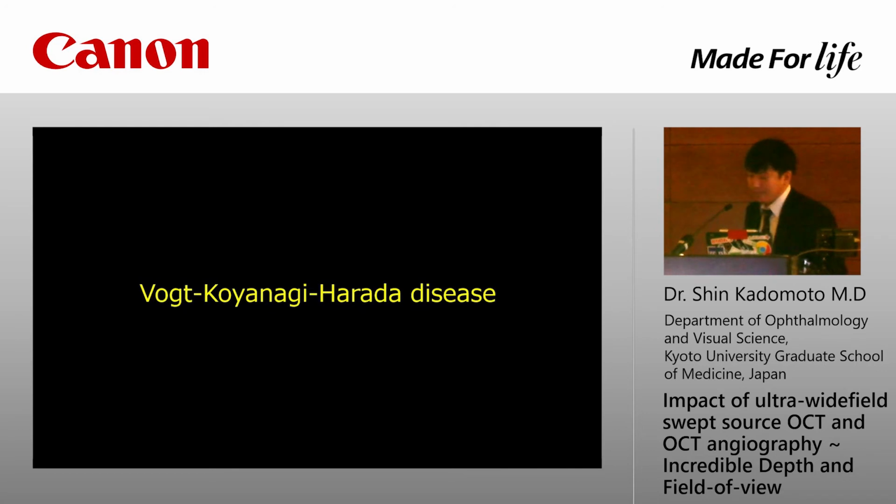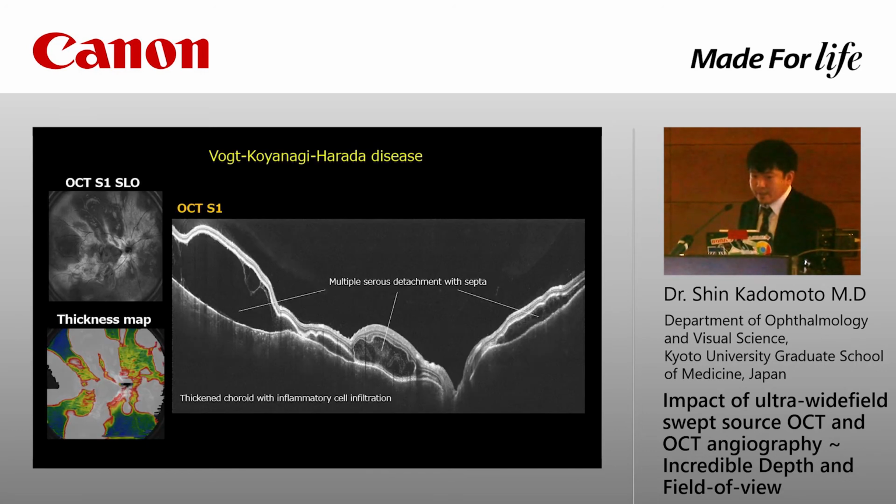The next case is VKH. This is a case of VKH. As you can see, the IR, SLO, and the color thickness map show significant, huge, multiple serous retinal detachments, not only at the posterior pole, but also at the peripheral retina. Conventional 9 to 16 millimeter OCT has difficulty visualizing the nasal side of the SRD. However, OCT S1 can visualize the SRD at the nasal area. So we can also see the choroidal thickness.